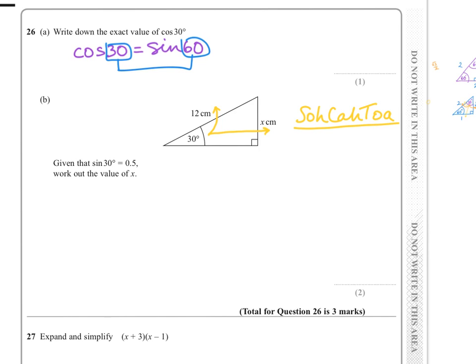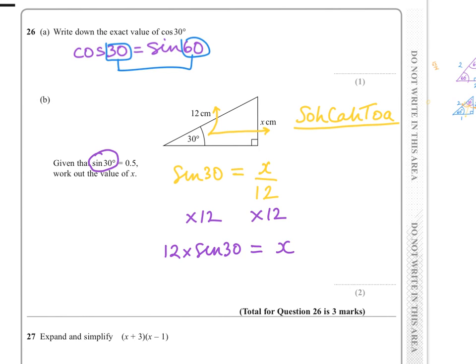So sine of 30 is a half, and so the sine of 30 here would be opposite, which is x, over hypotenuse, which is 12. And then all you have to do is times both sides here by 12, and you would get 12 times sine 30 equals x. It tells you what the sine of 30 is, which is 0.5, so you just have 12 times 0.5 equals x. So of course x will be just 6 centimetres, and that would be your answer.